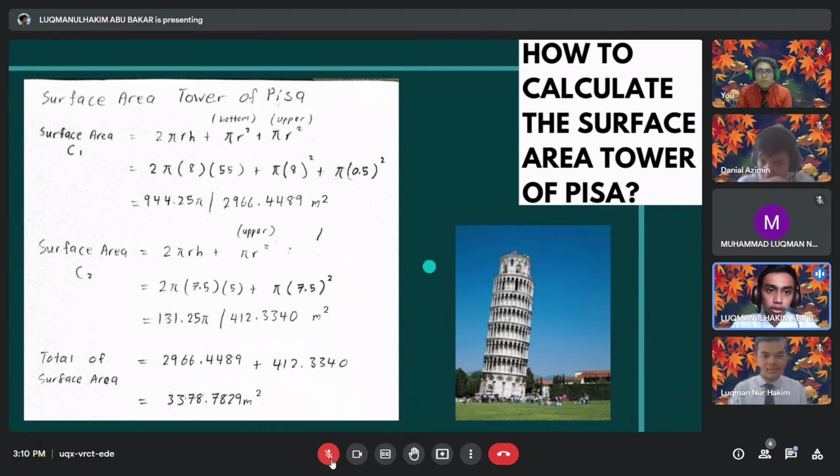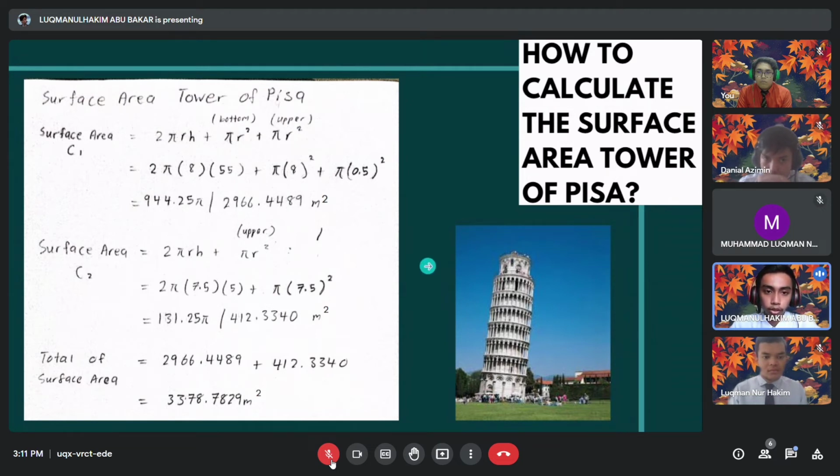So the equation is 2 pi by 8 by 55 plus 5 by 8 squared plus pi by 8 squared. So the answer is 944.25 pi, or generally 2966.4489 meter square. The surface area for C2 is 2 pi rh plus pi r squared upper.